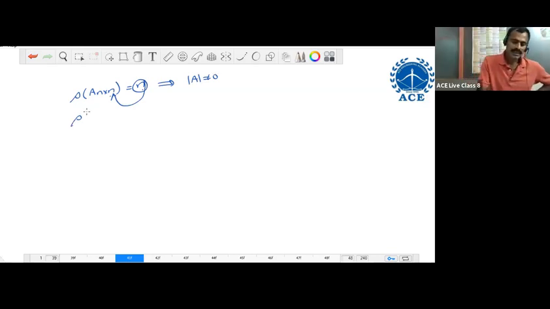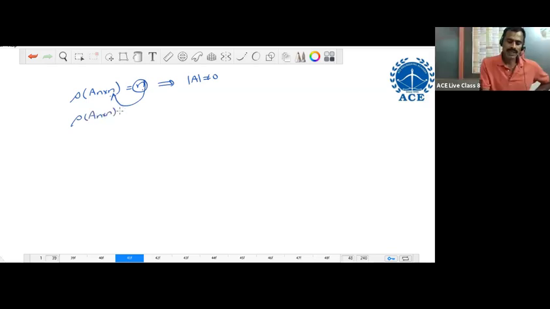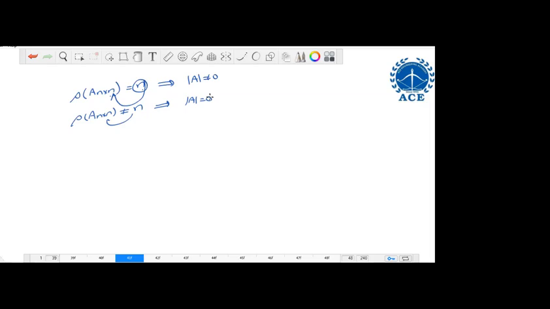And the determinant is not equal to 0? Yes, determinant is not equal to 0. Suppose the rank of the matrix is not equal to its order. Then in this case, determinant of A equals 0, so the matrix is singular. Non-singular, not same; singular. Right.